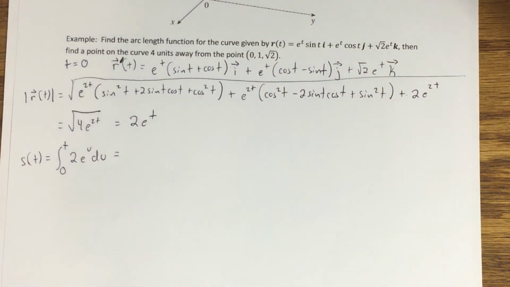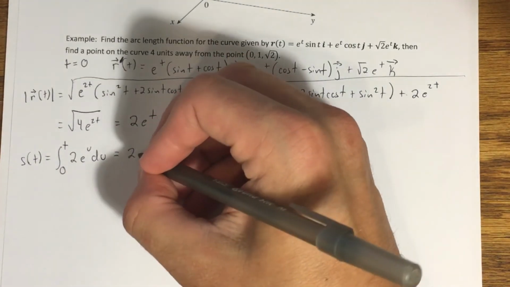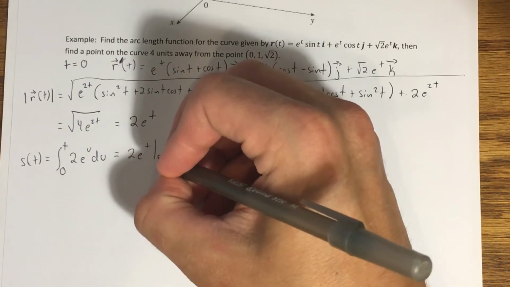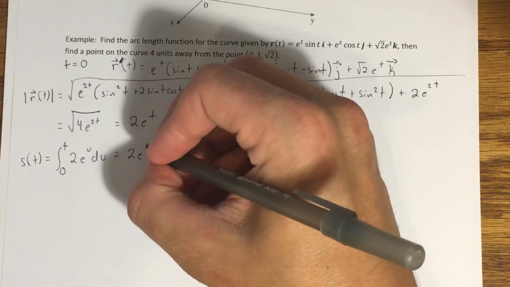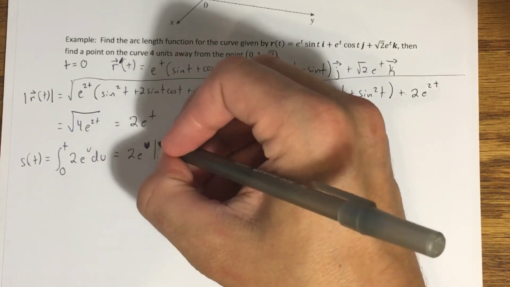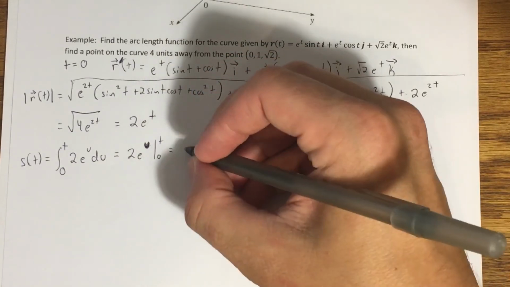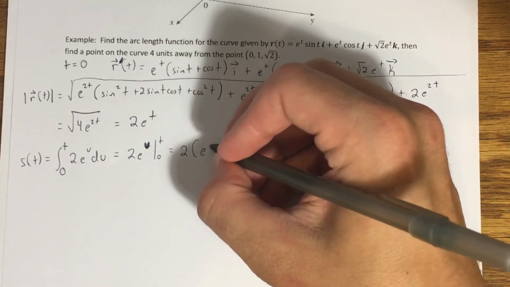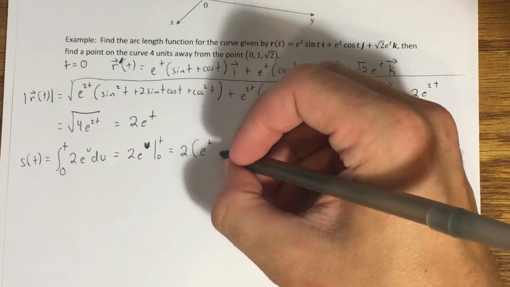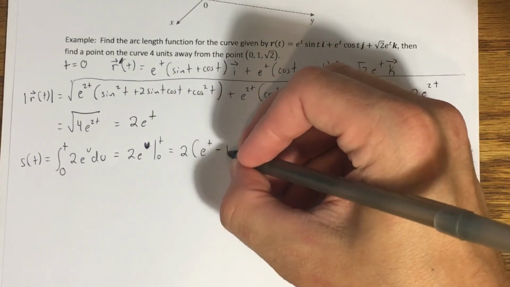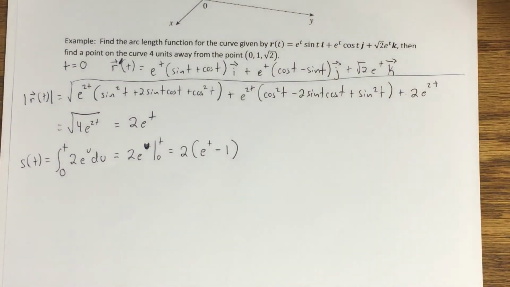Okay? Now what does that equal to? Well, that's just 2e to the t from 0. Oh, sorry, I still need that to be a u. 2e to the u from 0 to t, which is equal to 2 times e to the t minus 1, in parentheses. Okay? So this is my arc length function.